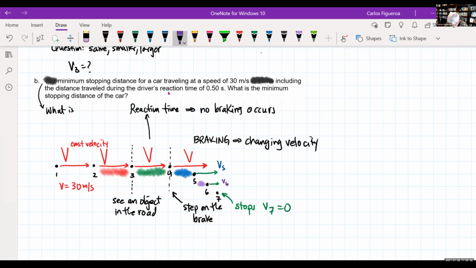So the question is, is there an interval between 6 and 7? And the answer is yes. If there is an interval between 6 and 7, then that means the car must be moving according to my picture at point 7, which tells me I'm incorrect. So we have to come to some agreement here. I was being very sloppy here.